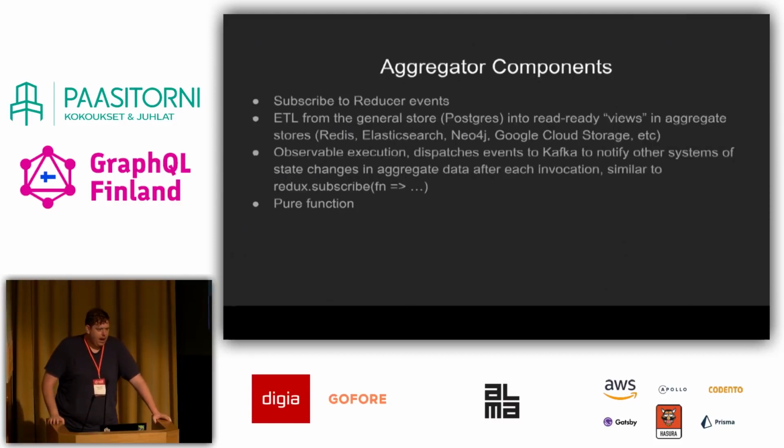Aggregator components subscribe to the output of reducers, and they load data out of our general store, which is Postgres, and load it into aggregate stores. So this is sort of like an ETL process. For any view on the front end of data that we need quick access to, we load that ahead of time into Elasticsearch and Redis so that when the user accesses a page or runs a query, it's near instantaneous. It's just loading out of Redis, or if we need search, it loads out of Elasticsearch.